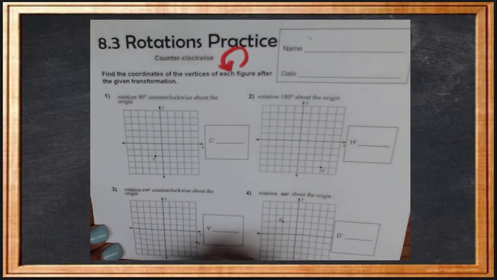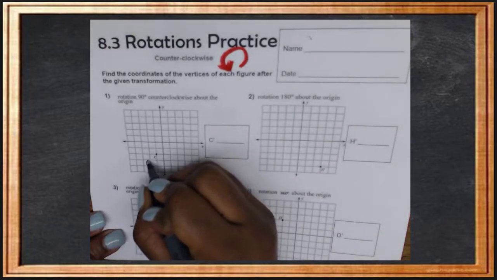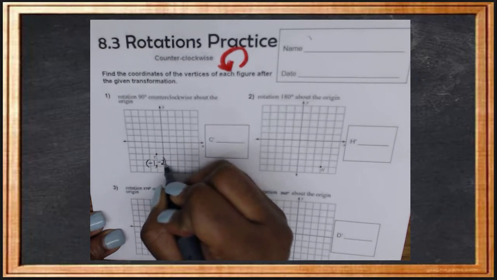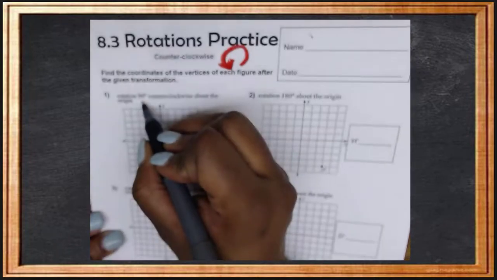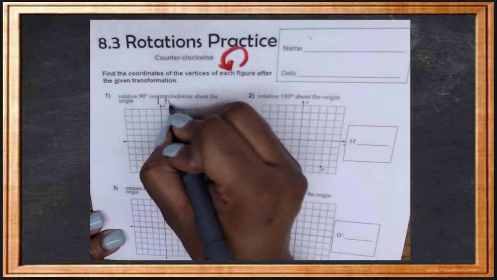Step 1 says, in what quadrant is the given point located? The given point is point C. It is located in quadrant 3, and the coordinates are -1, -2. Step 2, how many degrees are we asked to rotate it? We're asked to rotate it 90 degrees counterclockwise. So we will do 1 quadrant turn.